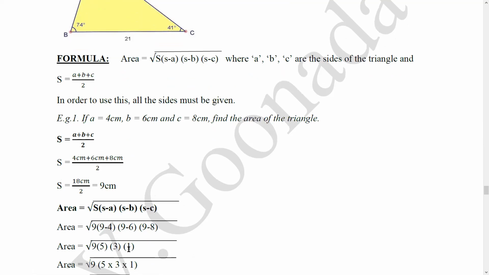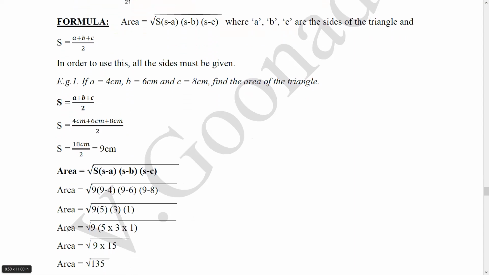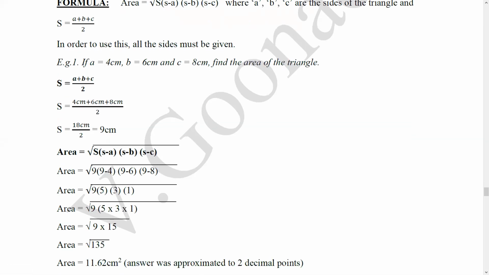I think 135, and then 135 by 1 is 135. So the square root now of 135 is 11.62. Of course, that is to 2 decimal places, right? And of course, it's area we're dealing with, so it's squared.